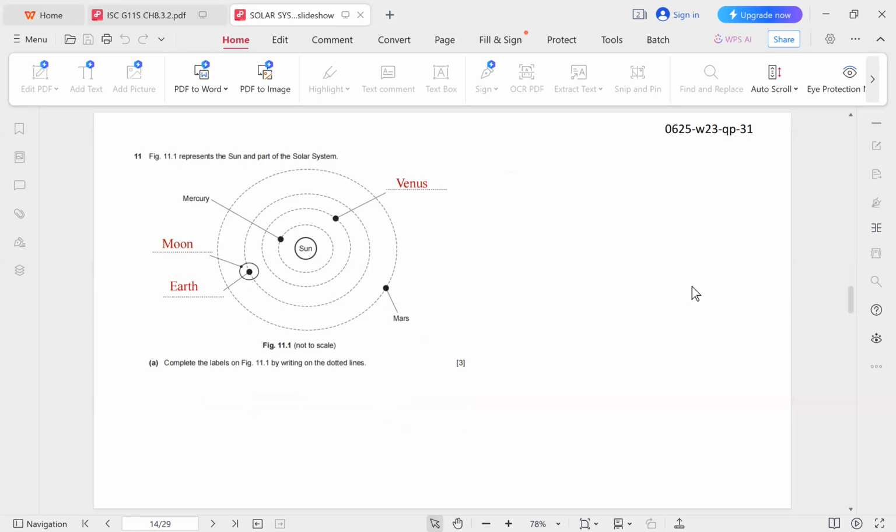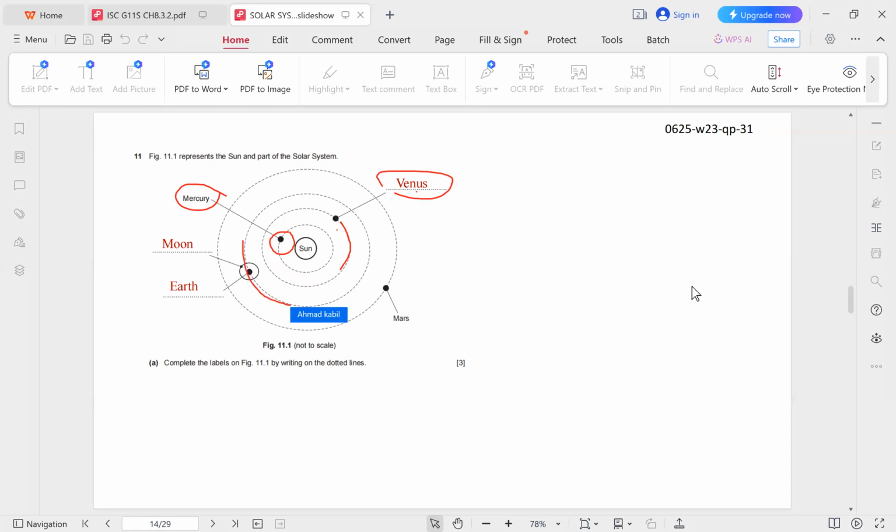Figure 11.1 represents the sun and part of the solar system. Complete the labels on figure 11.1 by writing on the dotted lines. So, of course, the innermost orbit belongs to Mercury. So the innermost planet is Mercury. And then for the second level, we have Venus, like we said. And then for the third level, we have Earth.